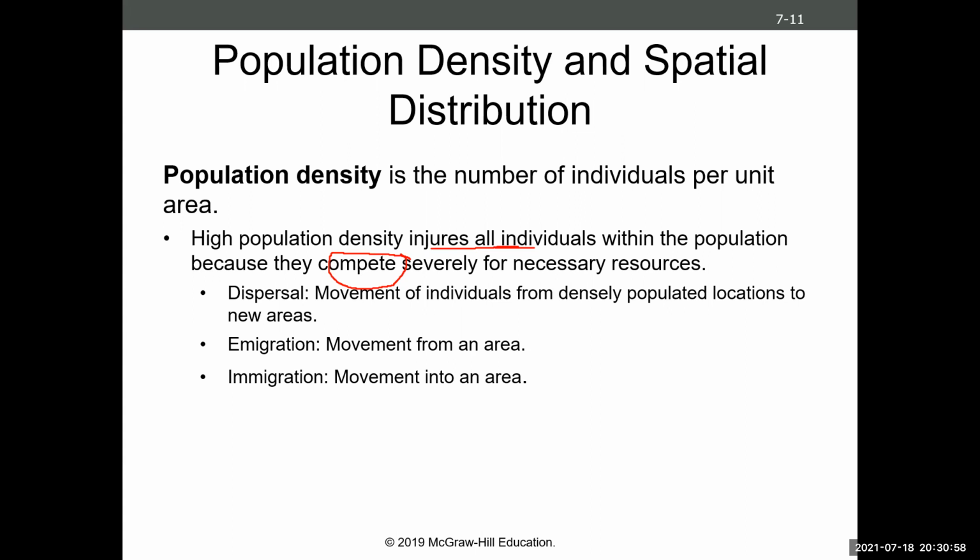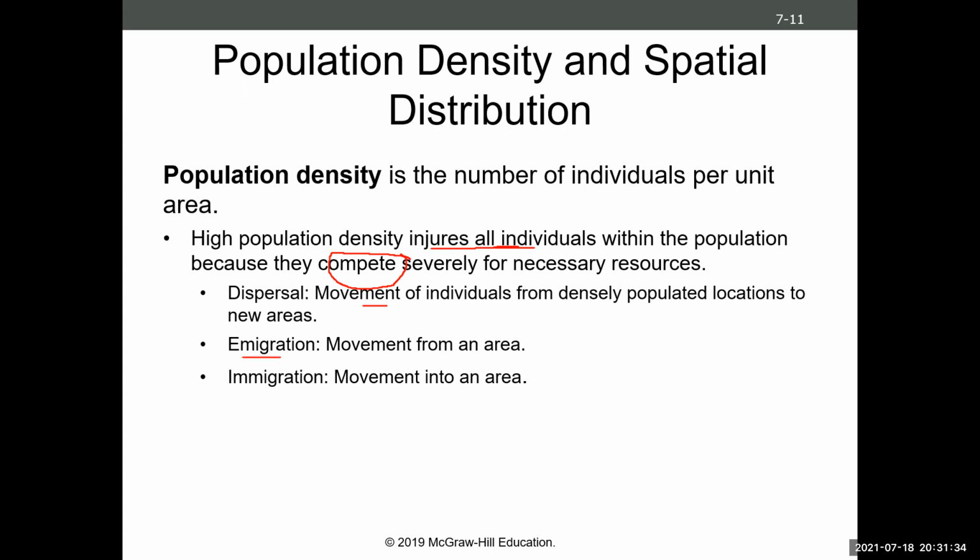So again, the larger the population, usually the higher the population density, but it depends on how much area that population is living in. Now, there are some behaviors that can affect population density, and that's mainly migration, immigration, and emigration. So basically dispersal. Dispersal is just movement of individuals from one area to another.